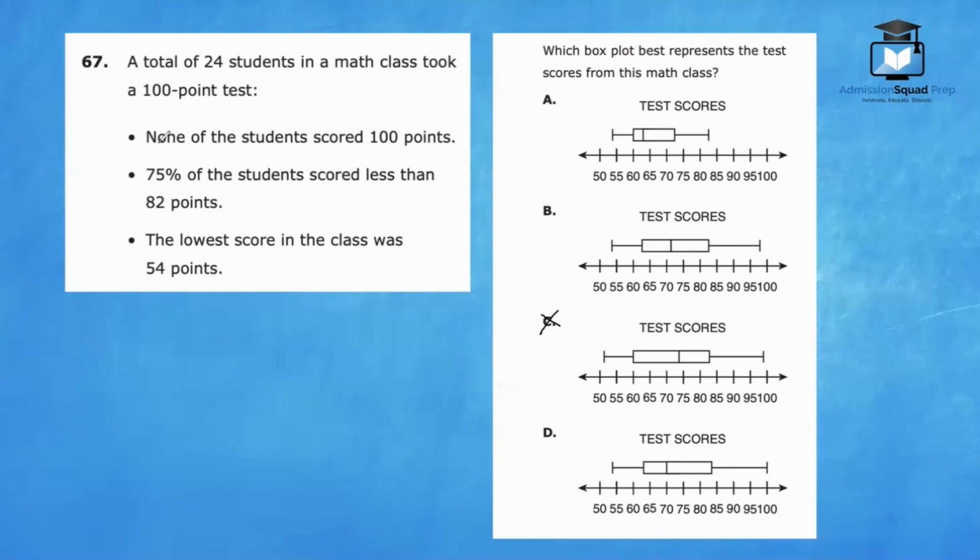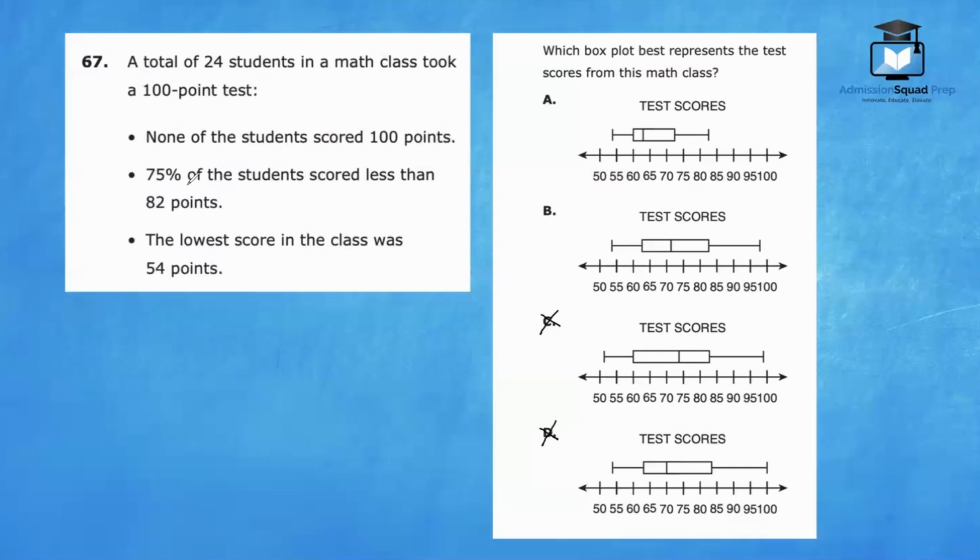The next piece of information we have is that none of the students scored 100 points. So when we look here, A looks good because it says that none of the students scored 100. Right here, B could be one of the potential answers, but look at D. This box and whisker plot is saying that the highest score was 100, but the problem specifically said that none of the students scored 100 points. So we're going to eliminate answer choice D.